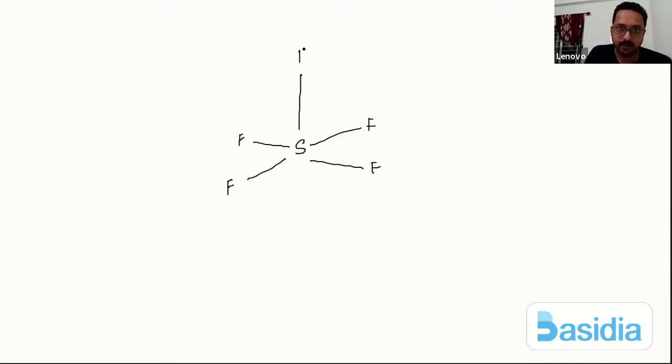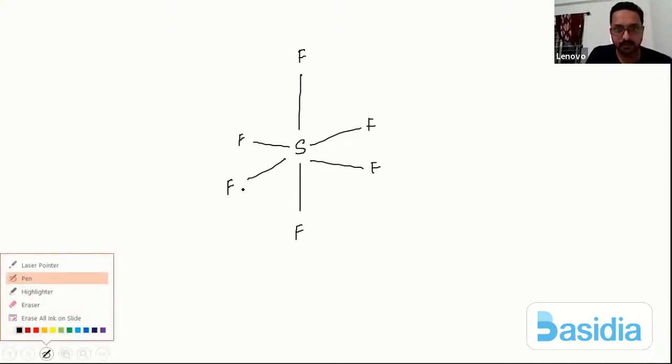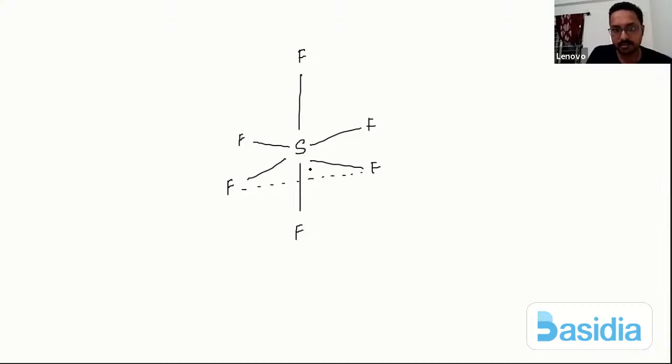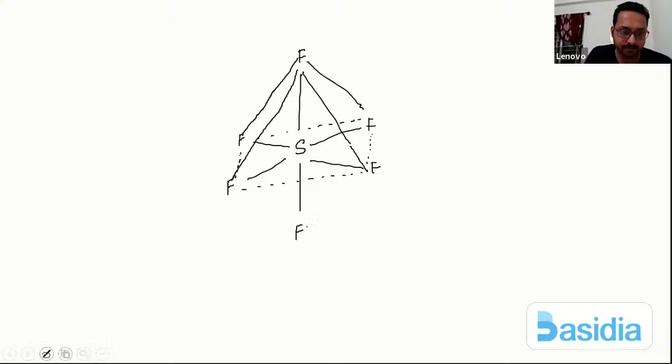Now one fluorine I'm going to connect on top and the other fluorine at the bottom. If you try to imagine the structure in 3D, and I connect this, what exactly is going to be produced? It is definitely producing an octahedral geometry. So you will see now there is an octahedral geometry structure.